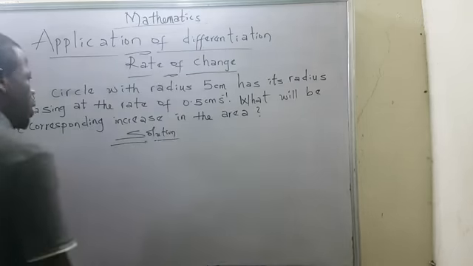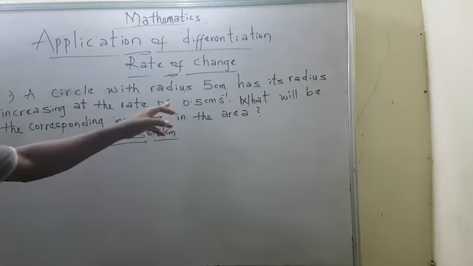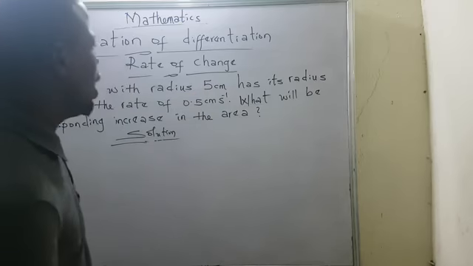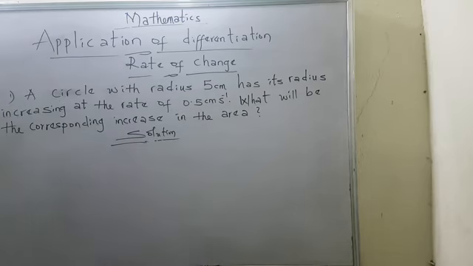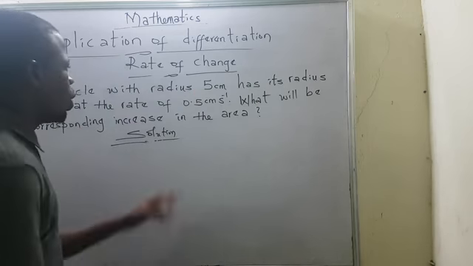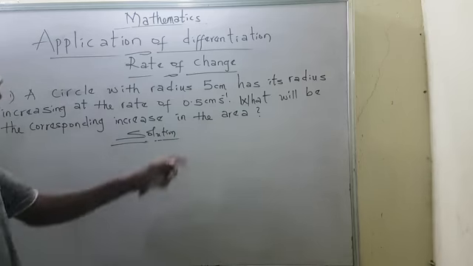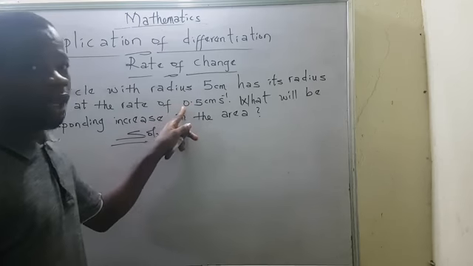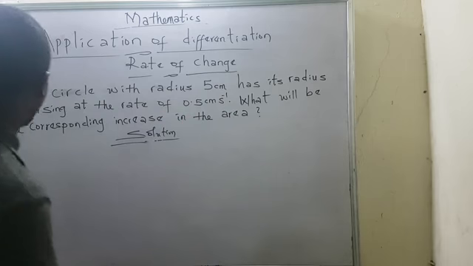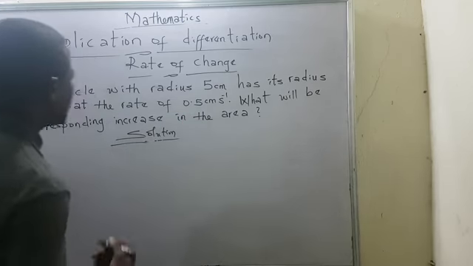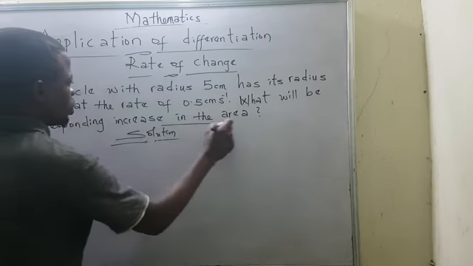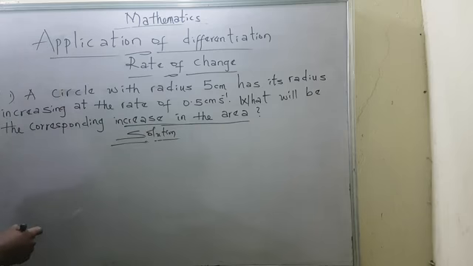So let's solve a question here. A circle with radius 5 centimeters has its radius increasing at the rate of 0.5 centimeters per second. This is the rate of change per time. What will be the corresponding increase in the area? That is what I'm looking for. Now you have been told increase in area, that will be dA.